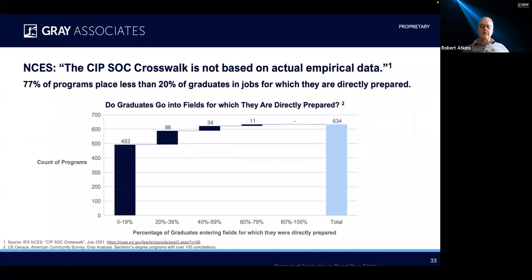Now, you may well say, well, that's true for history, but other than history, I think those numbers, the NCS crosswalk, is probably right. Well, let me explain how to read the chart. Across the bottom, we have the percentage of graduates who enter the fields for which they were directly prepared. So if I'm over here at the 80 to 100 percentile, that would be in those programs, 80 to 100% of the people went into the direct prep fields.